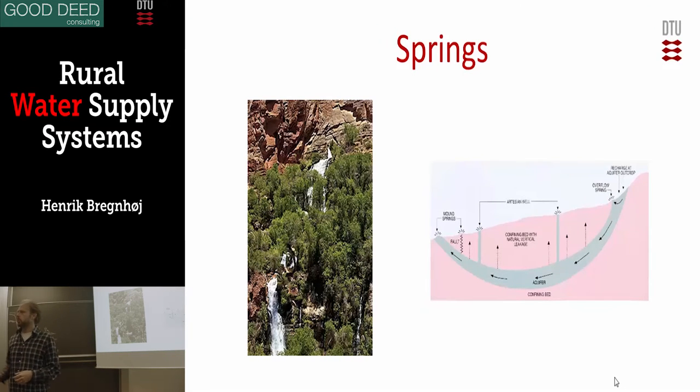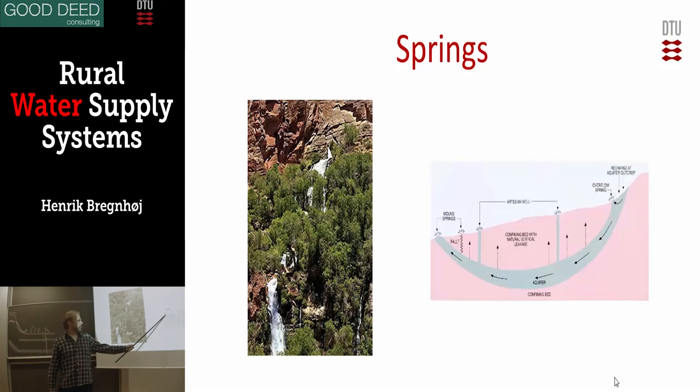What is the advantage of springs? The water is quite clean and fresh because you get filtrated through the ground, so it's usually quite clear and maybe clean. There are also some minerals in the water. There could be some minerals taken up from the ground here. And then there are different points where you can get the water from, but it's just at one point.